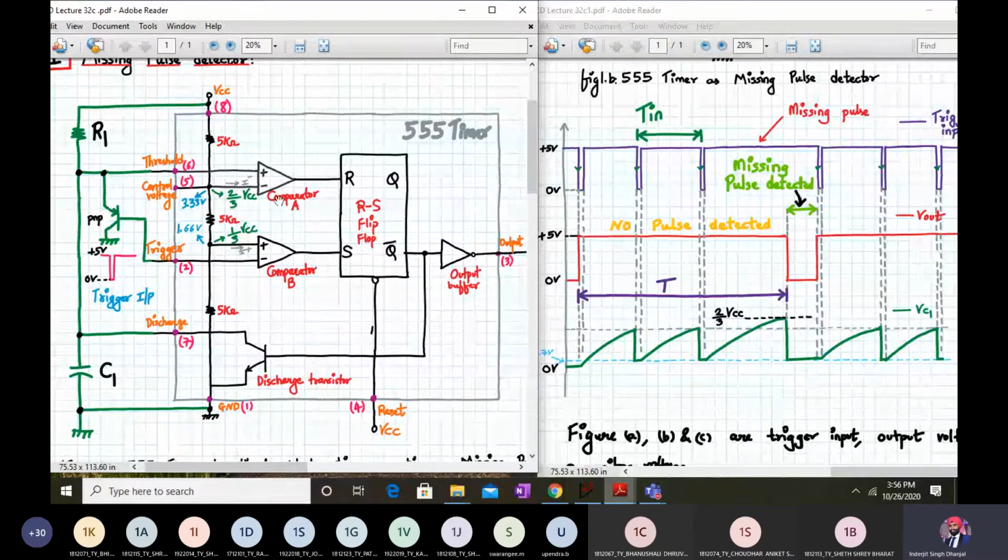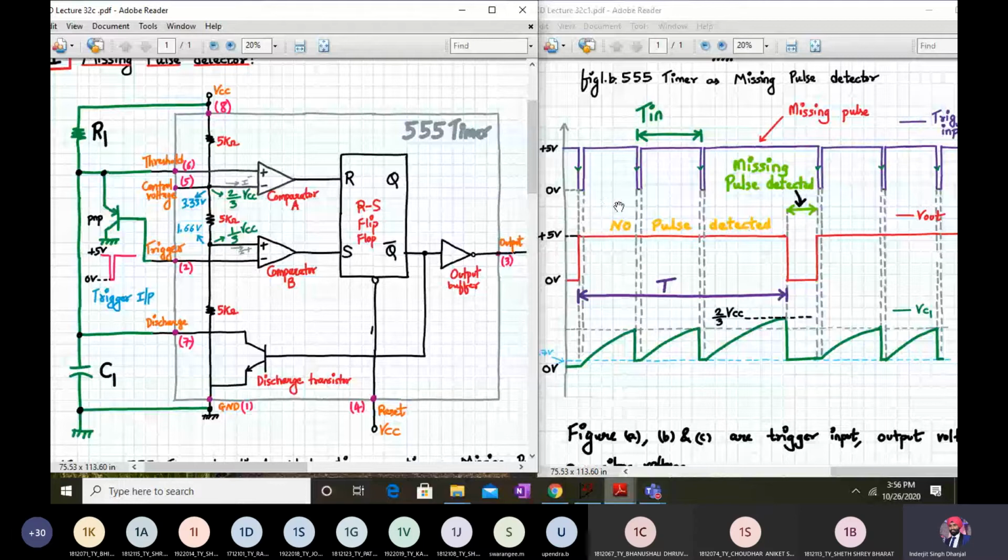Now, when the trigger pulse is high, my transistor is off. You remember that transistor off means it is as good as not connected in the circuit. Correct? Now, momentarily the negative going trigger pulse applies. The first trigger pulse applies, so it goes to low, right?